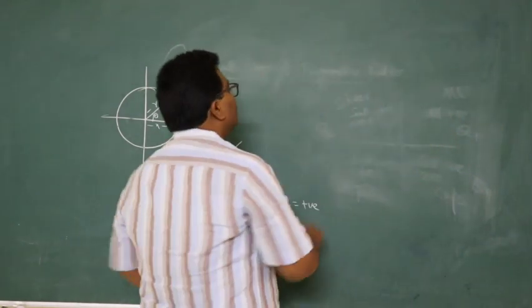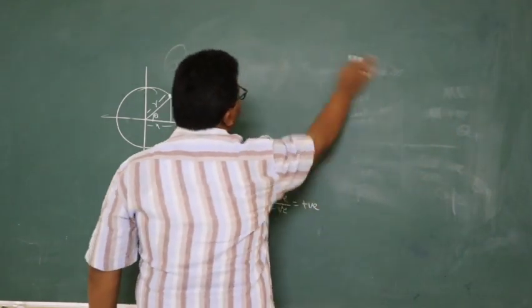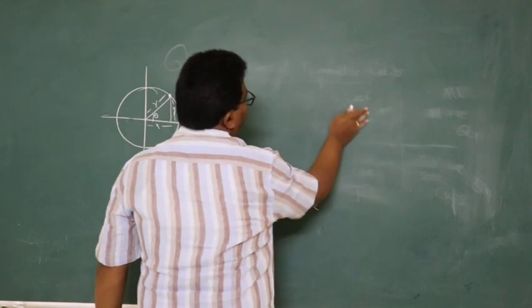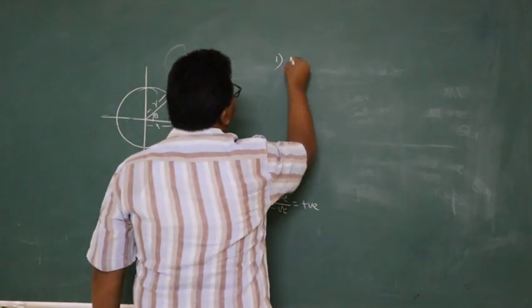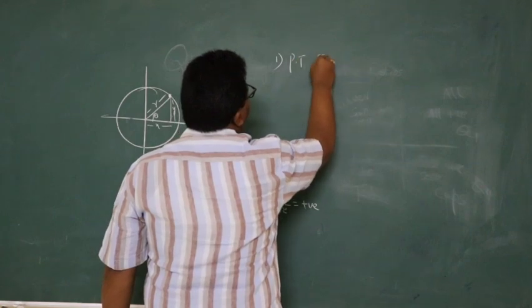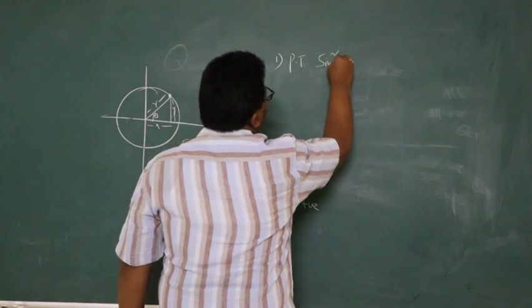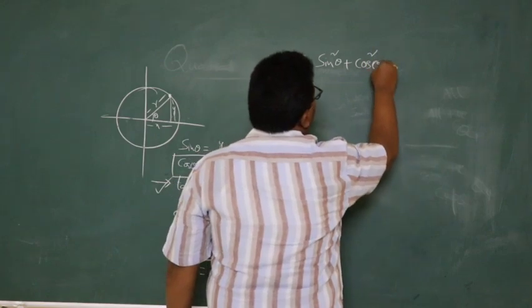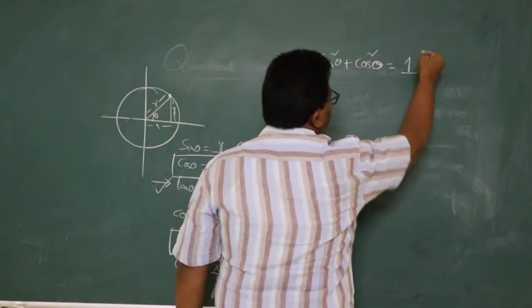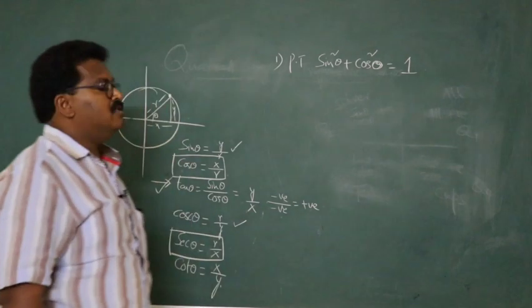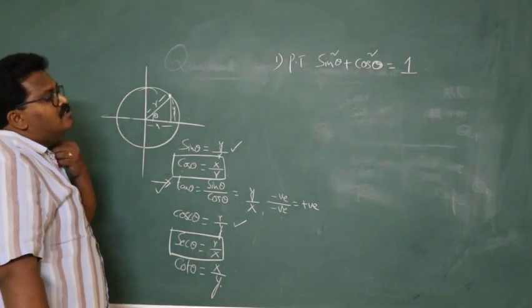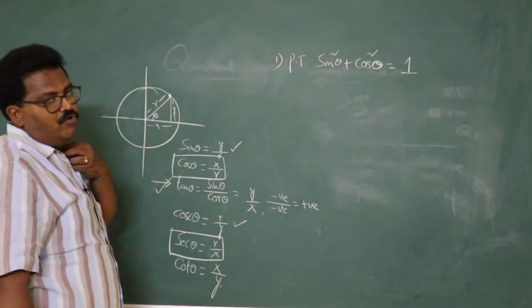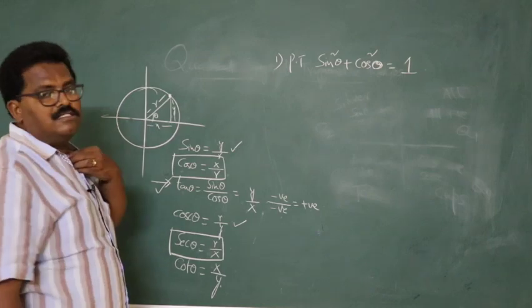The next one, identities. So the first identity is: prove that sine square theta plus cos square theta is equal to 1. So how to prove this? That is sine square theta plus cos square theta. This is very very important one. Where theta is the parameter.